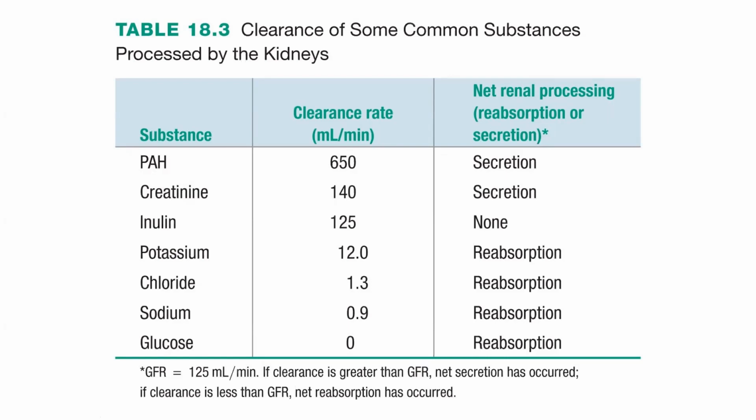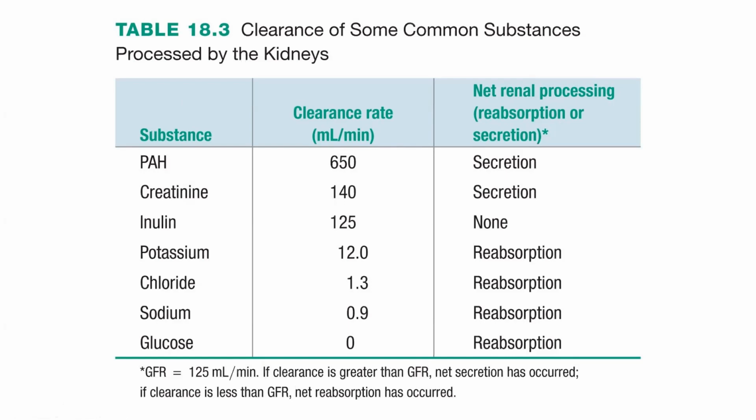So if we think about PAH, this is what I was speaking about earlier, which is para-aminohippuric acid, or PAH. This is something that is fully secreted. It's not reabsorbed at all. And so it has a clearance rate of 650 milliliters per minute. And so we can use PAH to tell us about renal plasma flow. In other words, it will tell us about how much blood is flowing through the kidneys because it is not reabsorbed, it is filtered and then fully secreted. And so all of it should end up in our urine.